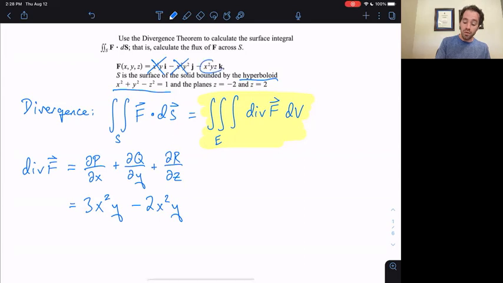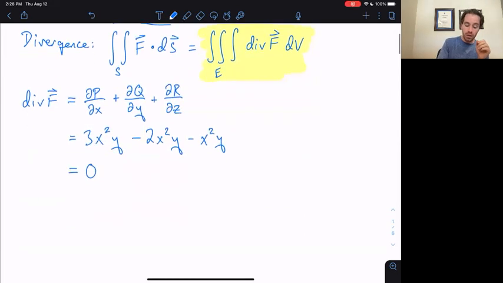Now we've taken care of this one. When we take the partial derivative of this with respect to z, the z is going to go away because x and y are constants, and it will be minus x squared y. The divergence consists of these three, which are all like terms. And the news gets even better because guess what 3 minus 2 minus 1 is? It's 0. So then the divergence is identically 0.